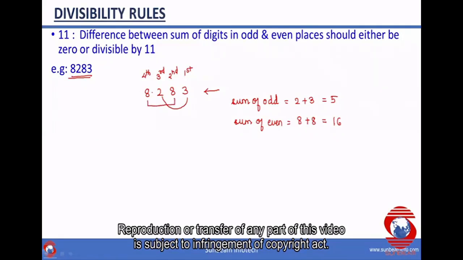So now students, the next step says find the difference between them. So can you please tell me the difference between them? What is the difference between 16 and 5? Can I say it is 11? ये difference जो है, is it divisible by 11? वो difference क्या होना चाहिए? 0 होना चाहिए. नहीं तो वो difference divisible by 11 होना चाहिए. So what is it? It is divisible by 11? Yes. So if it is divisible by 11, it means this big number is divisible by 11.